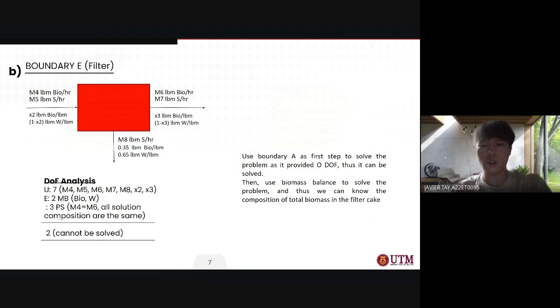So in conclusion, we use boundary A as the first step to solve the problem, as it provides 0 DOF, thus it can be solved. And then we use biomass balance to solve the problem, and thus we can know the composition of the total biomass in the filter cake, which will be explained in the next slide.